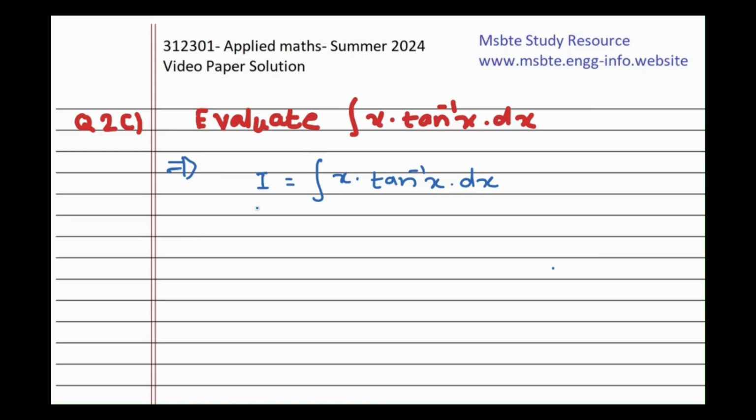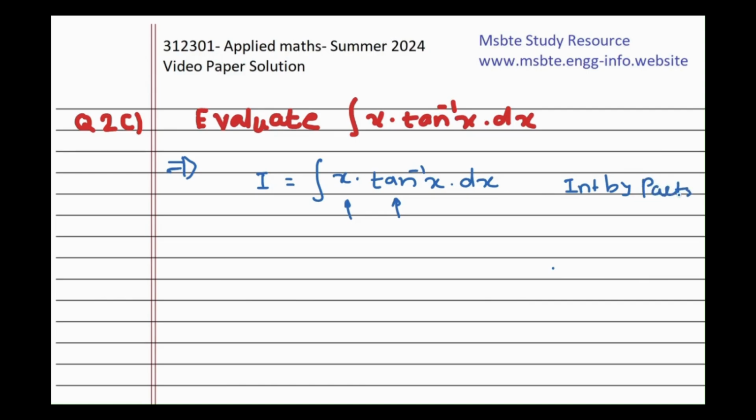Let us solve this question 2c. This problem has two functions multiplied to each other. In integration, if such a situation appears where two functions are multiplied and we cannot use any substitution method, then the way to solve such a problem is integration by parts. So we are going to solve this problem by integration by parts.